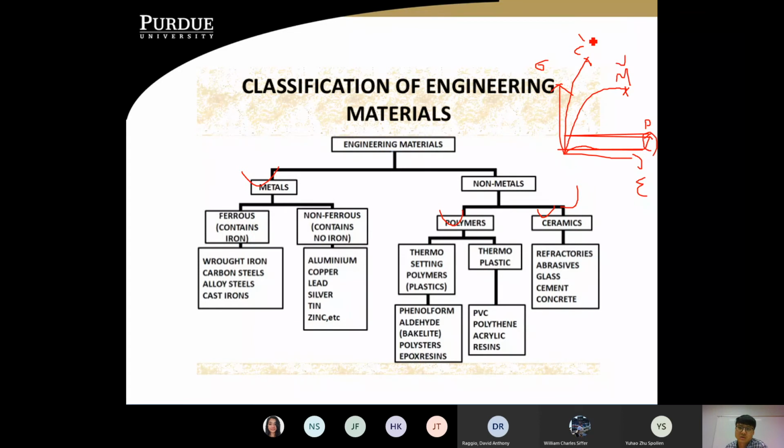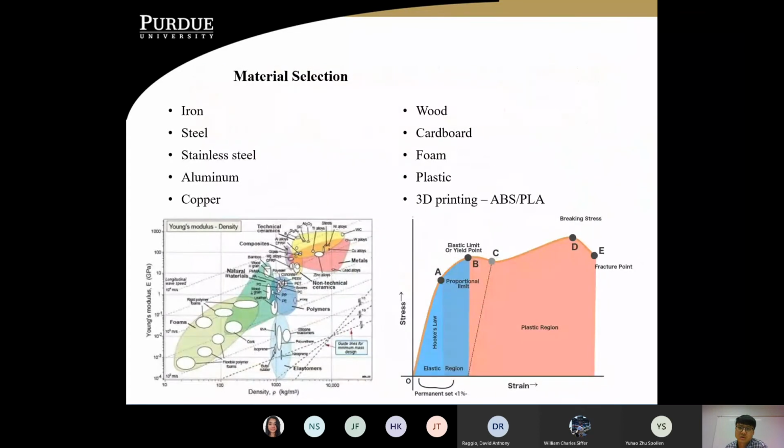And then if you consider metal and then ceramic, it's very high. Okay, so material selections. These are some of the common materials that we have in the EPICS. We have iron, steel, stainless steel, aluminum, copper, and then the list goes on.